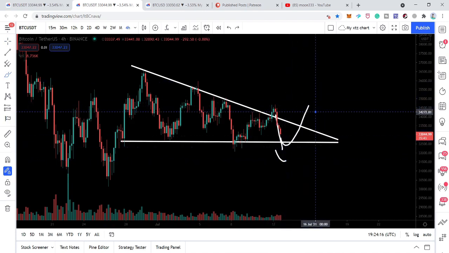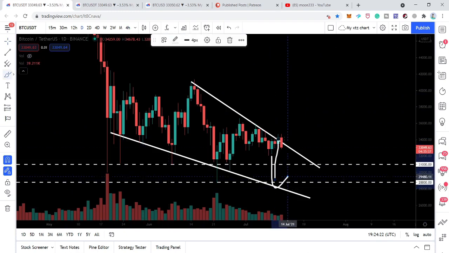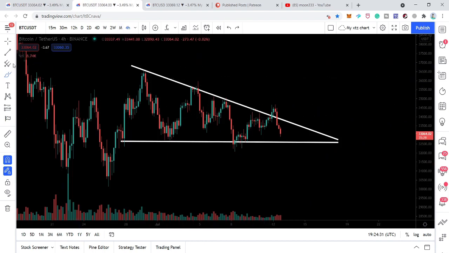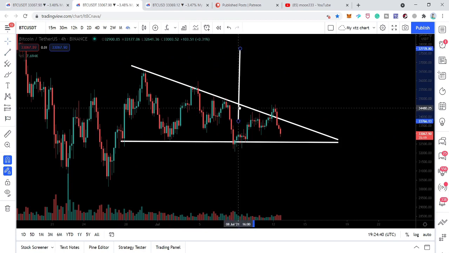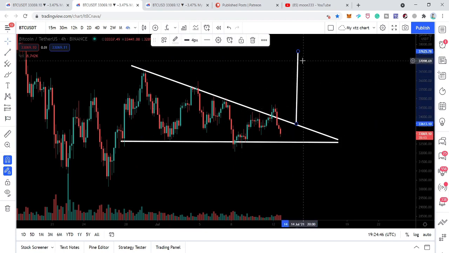If it breaks down the support, then definitely it can retest this support of the falling wedge, and from here we can expect another powerful bullish reversal. However, if the price action breaks out the resistance and reverses bullish, then our next target in case of breakout, if we place this trend line here, can be approximately $37,600.